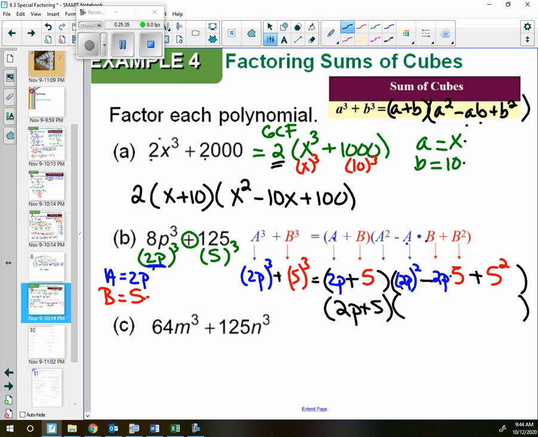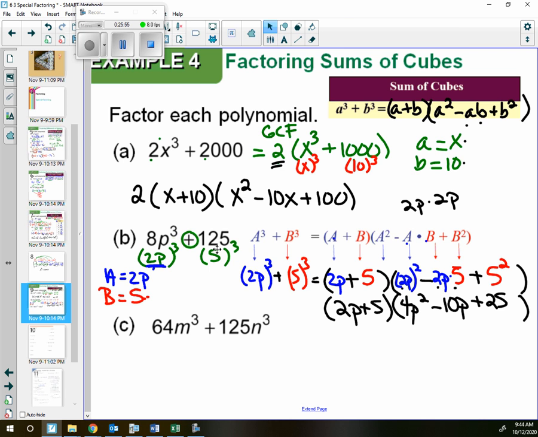2p squared, so 2p times 2p, that's what you need to think. So 2p times 2p, 2 times 2 is 4, p to the second. Minus 2p times 5, so 2 times 5 would be 10, so 10p, and then 5 squared is 25. So when we're looking at simplifying there, just try to see if we can put together some of those things to make it a little bit easier to read.